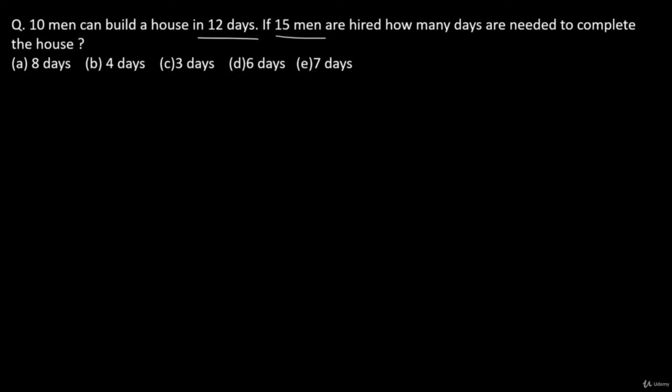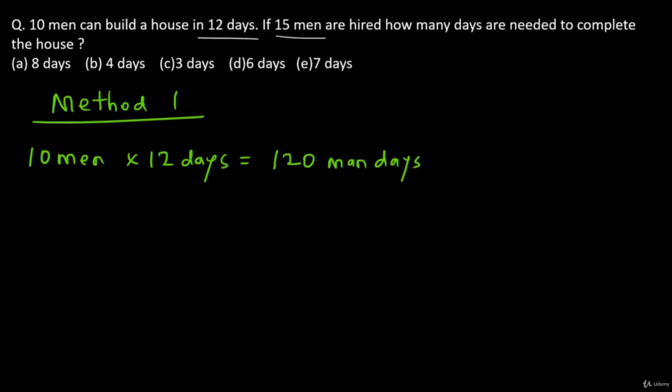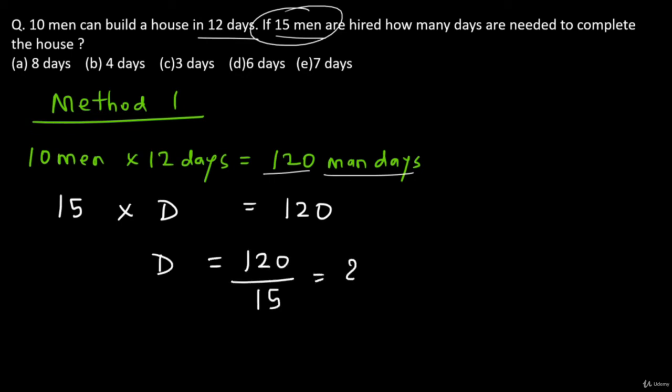Let's do it together. Now, the first method with which we can solve this question is using the concept of man days. To build the house, it takes 10 men 12 days. So 10 into 12, that is 120 man days. So this job is 120 man days. Now, if you have 15 men, the job is still 120 man days. So 15 into D number of days should be equal to 120 man days. Therefore, on solving, we get that D is equal to 120 by 15, which is equal to 8 days. Alright, so that's one method of solving this question, and the answer is option A.